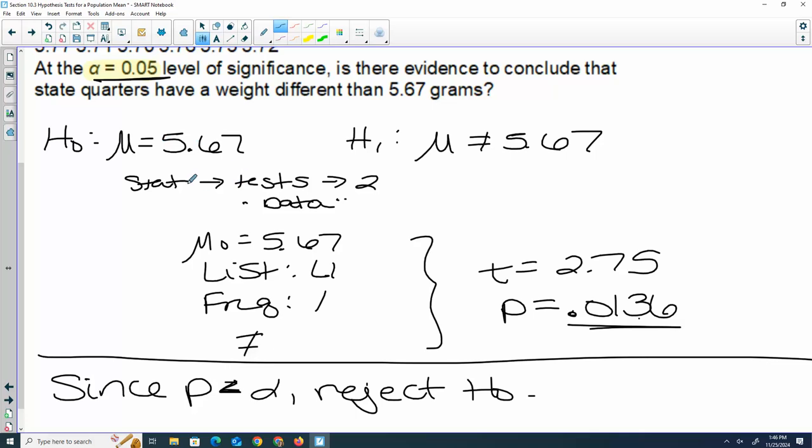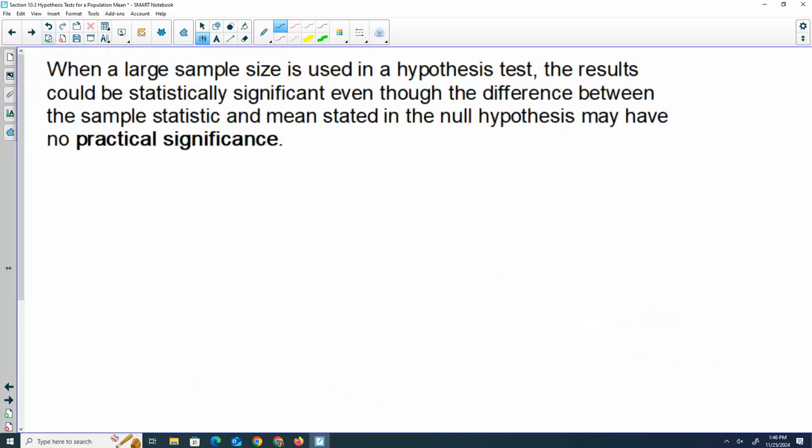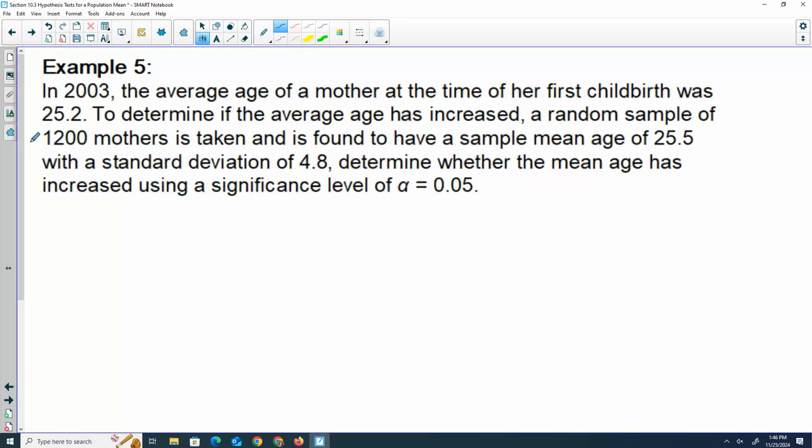Okay. Sometimes if we say something has no practical significance, that might mean we reject, but it doesn't really mean much. So I just wanted to show an example of that. In 2003, the average age of a mother at the time of her first childbirth was 25.2. To determine if the average age has increased, a random sample of 1,200 mothers is taken and is found to have a sample mean age of 25.5 with a standard deviation of 4.8. Determine whether the mean age has increased using an alpha level of 0.05.